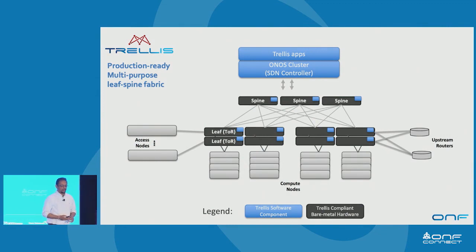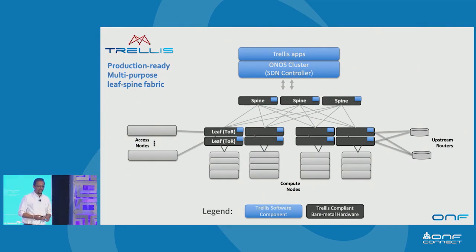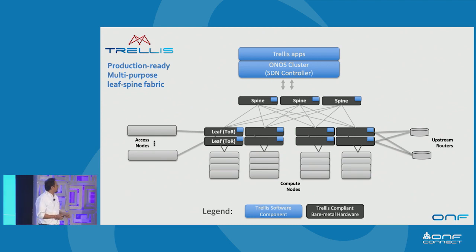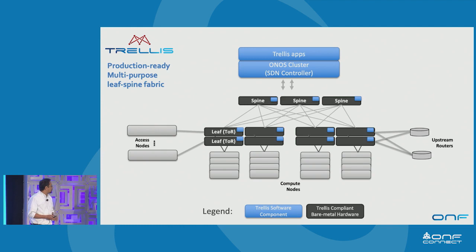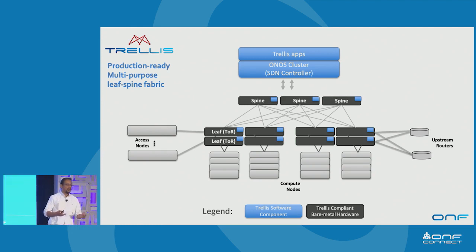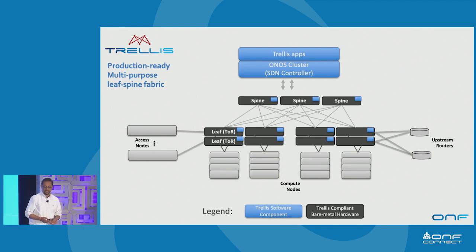But the majority of the time, I will actually talk about why you should consider Trellis. So Trellis, as you've heard, is production ready. It's a multi-purpose leaf and spine fabric. So you see leaf and spine architecture that is well known. And you can connect compute nodes, upstream nodes, routers, as well as access, downstream nodes, access nodes.